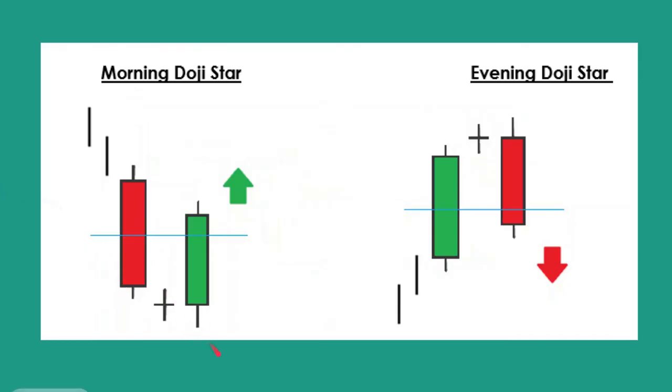One point about this pattern is if the middle portion of either the morning or evening star is a doji instead of a spinning top, we call the pattern morning doji star or evening doji star. As you can see here, if the star candle is a doji, then we call it morning doji star and evening doji star.